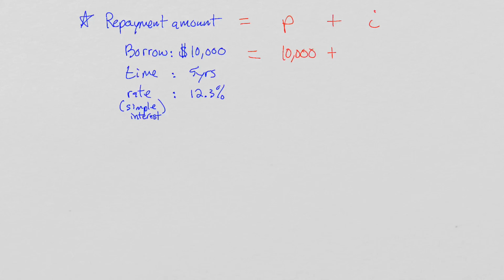plus the charge to borrow the money. So that's going to be interest. So we're going to remember it's PRT. So 10,000 times 0.123 times 5 years. And that's going to give us 6,150. So we're going to put that over here. So the total is going to be 16,150.